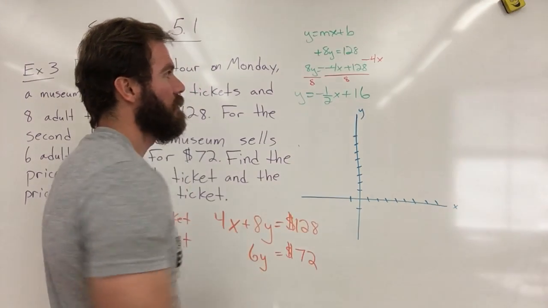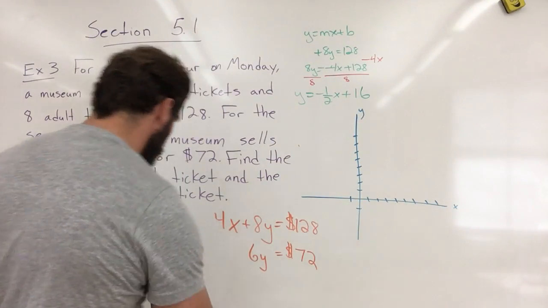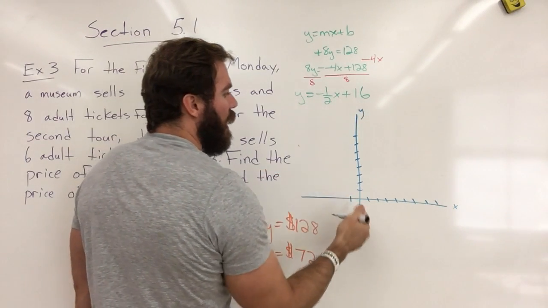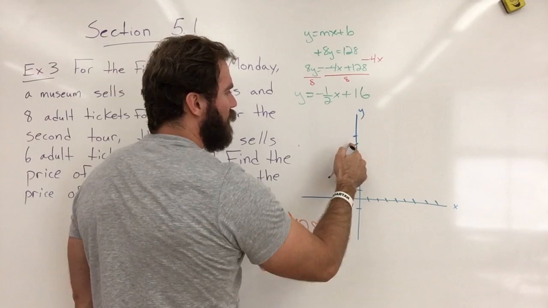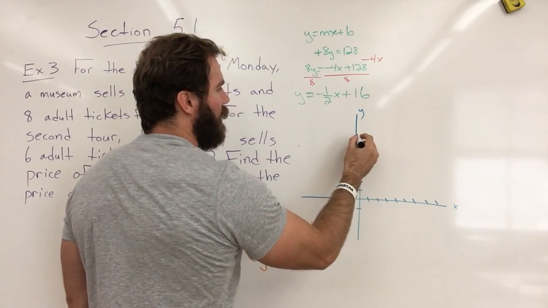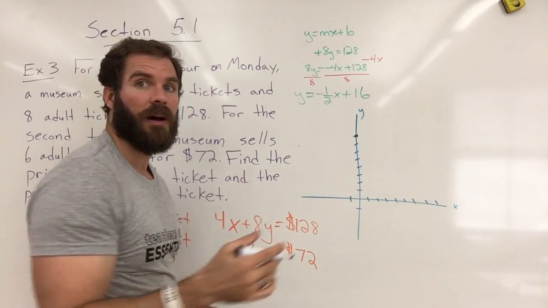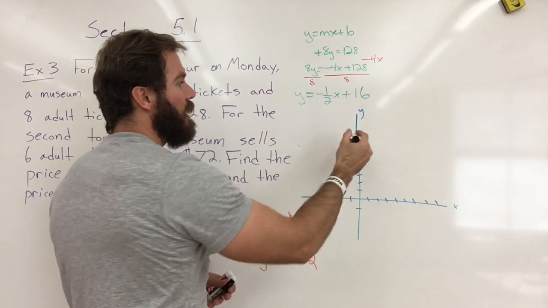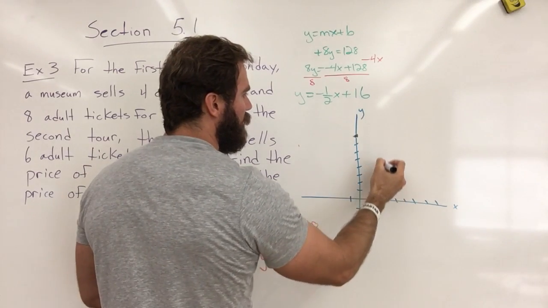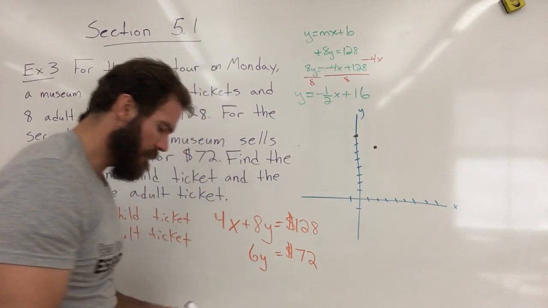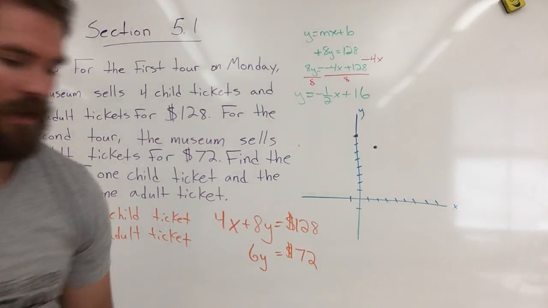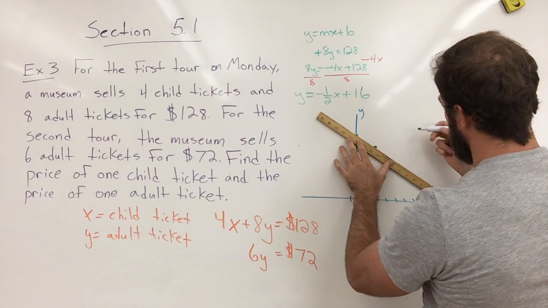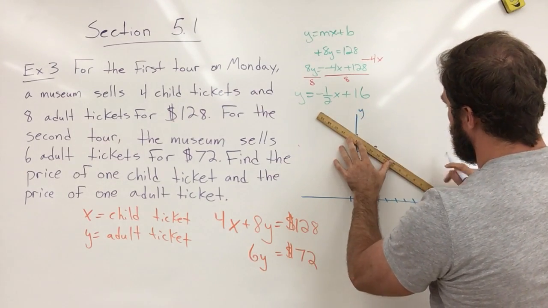I could graph this now. B is the y-intercept, 16. I'm going to go by 2s. 2, 4, 6, 8, 10, 12, 14, 16. There's my first spot. Now to make my second spot, I will look at my slope. It's a negative 1/2. Rise over run. Then I can draw my line and hope I make it nice and straight.